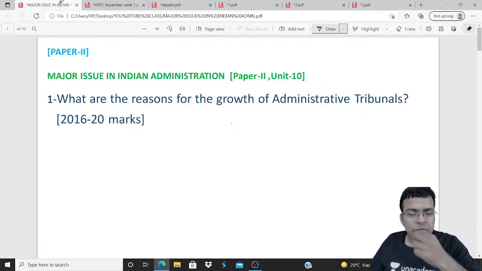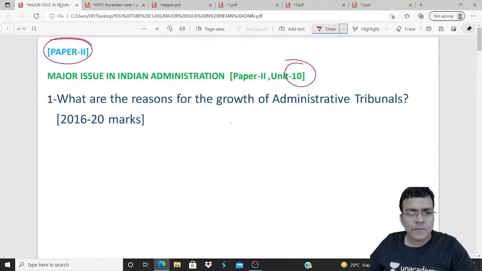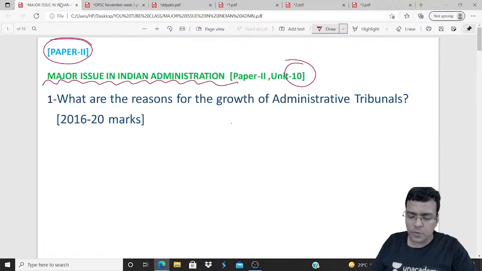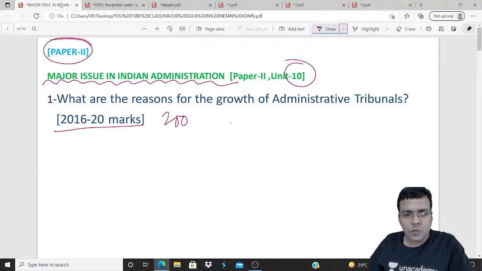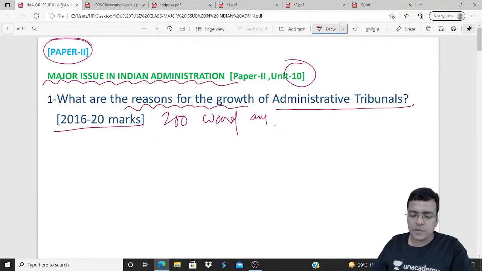Welcome to Unacademy. Today we will discuss another question from paper 2, unit 10, major issue in Indian administration. One of the important units. Every year you can expect more than 80 marks from this. This question was asked in 2016 and is a 20 marker question, a 200 word answer.